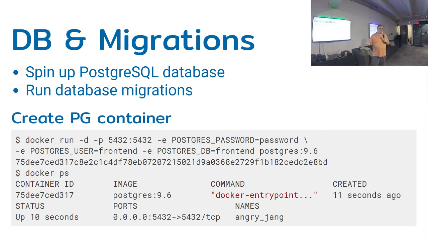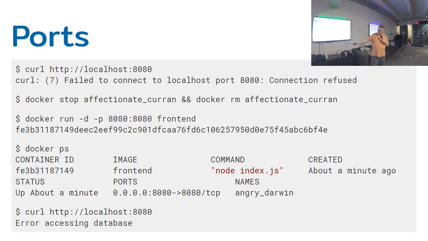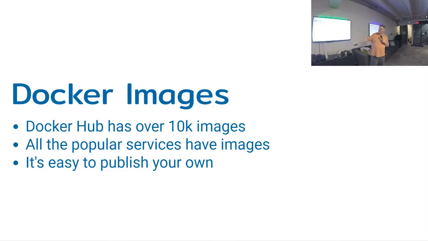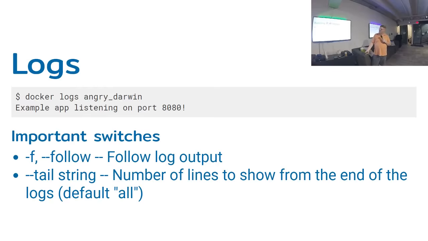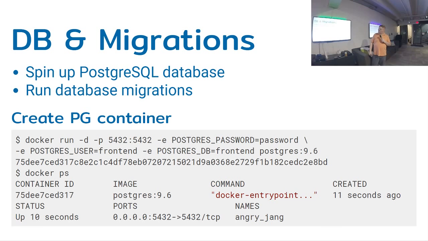So the error we got was that there wasn't a database, just to remind us. Error accessing database, and that's what we told it to output if there was an error when we tried to access it, when we tried to do our increment count function. Okay, so we need to bring up a database. To do that, we could run apt-get, we could run homebrew, we could run whatever tool Microsoft provides. They don't provide any. That's the joke.